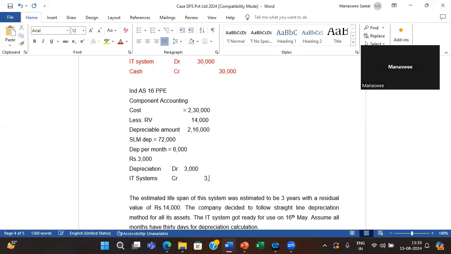But what is the point I'm trying to drive home? If you make this journal entry, don't you think the IT system's value is getting reduced in your books of accounts permanently? But corporate accounting is a little bit different, because disclosure of financial information is a significant issue in accounting. Accounting is just not journal entries. Commerce students have to slowly accept the issues involved in accounting as a subject.